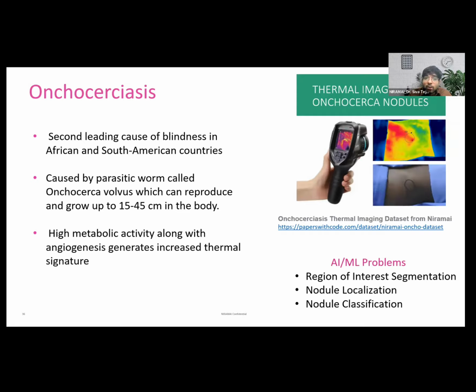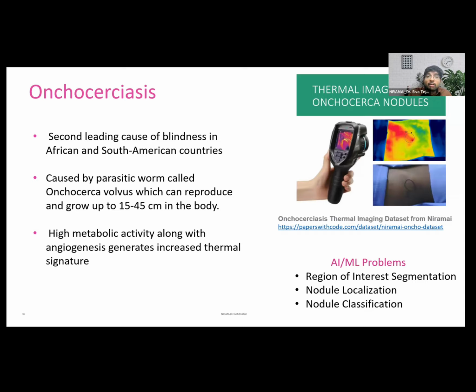Onchocerciasis is one of the leading causes of blindness in African and South American countries. It is transmitted by a black fly. It is a larva, which when injected into the human body can grow up to 15 to 45 centimeters, and it can lay 100 to 1000 eggs per day, which again grow, and it can reach the eye and cause blindness. And because it can travel throughout the body, it causes skin irritation, skin diseases, all these things.